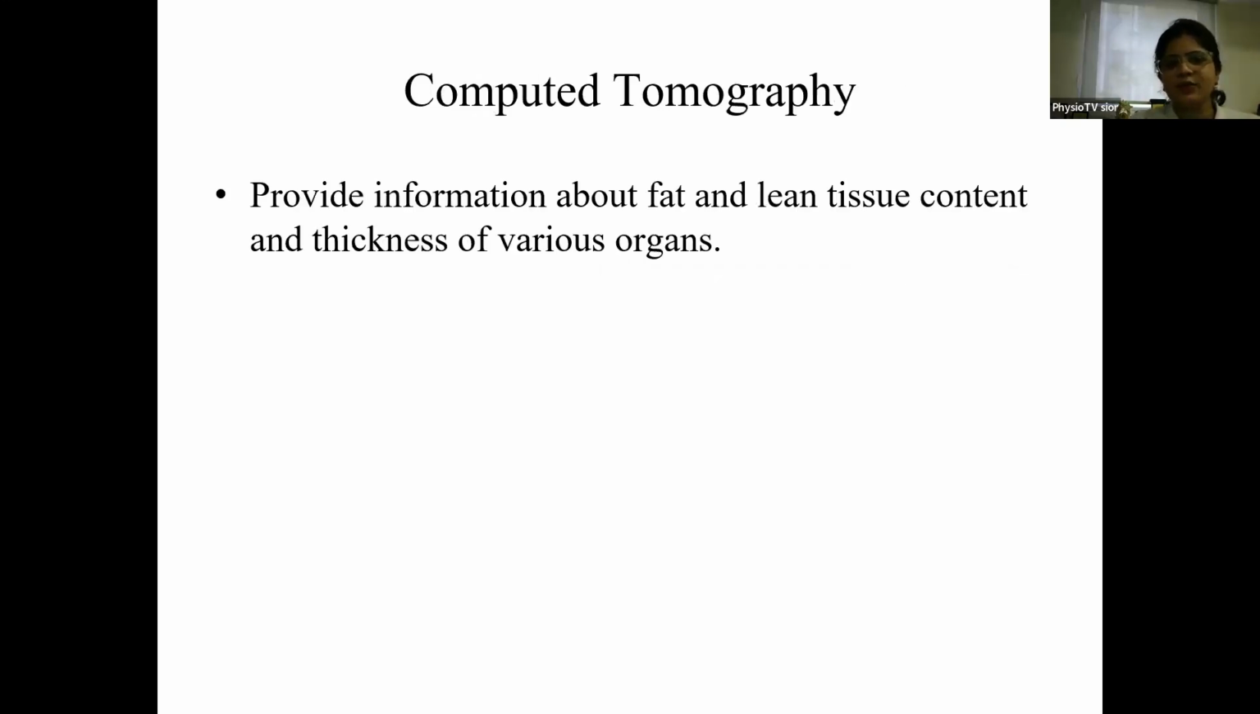Computed tomography, again, provides information about fat and lean tissue content and thickness of various organs, but it is mainly for diagnostic purposes and not for body composition analysis.